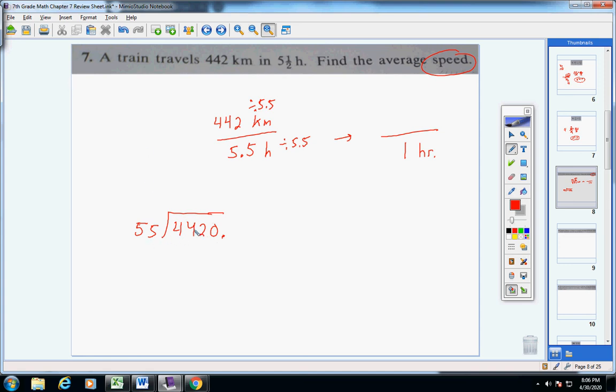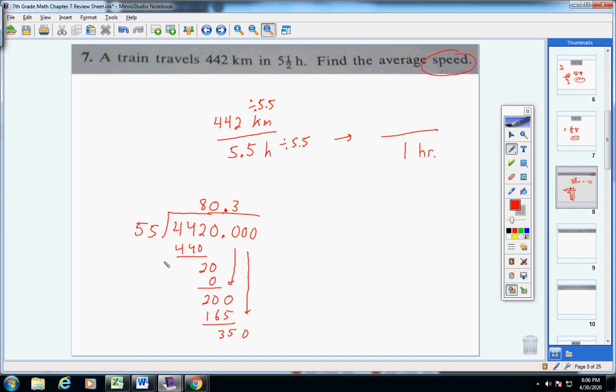55 goes into 442 8 times, and you will get 440. Subtract, you get a 2, bring down 0, and 55 goes into 20 0 times. 0 times 55 is 0. That's 20. Let's add some zeros here. Let's bring down this 0. 55 goes into 200 3 times. 3 times 55 is 165. That gives you 35. Bring down your next 0.